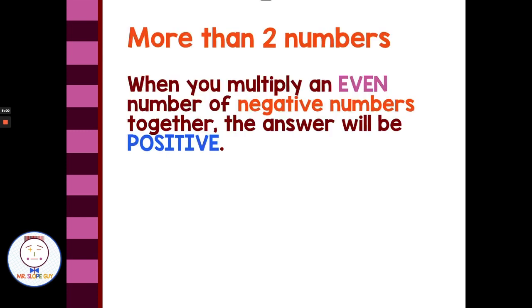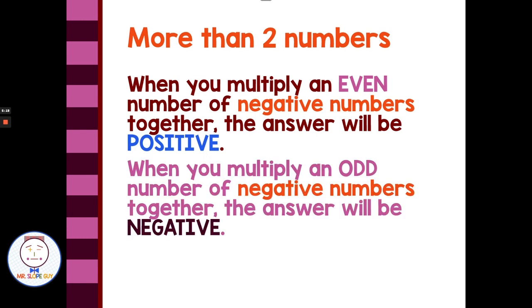What if we have more than two numbers? This is a good rule to write down. When you multiply an even number of negative numbers together, the answer will be positive. When you multiply an odd number of negative numbers together, the answer will be negative. So if we multiply an even number of negative numbers together, we get a positive answer. But if we multiply an odd number of negative numbers, we get a negative solution.